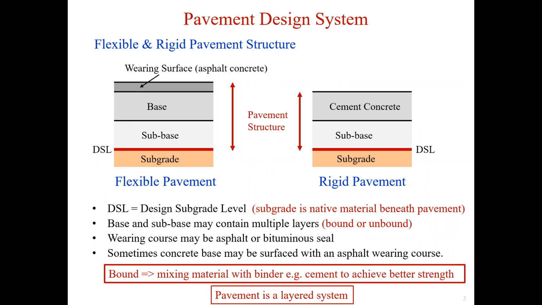Normally, the pavement is a layered system, and the base and subbase may contain multiple bound or unbound layers. The bound layer is to mix the base or subbase material with binder, for example, the cement, to get better strength of that layer. The subgrade is the native material beneath the pavement.